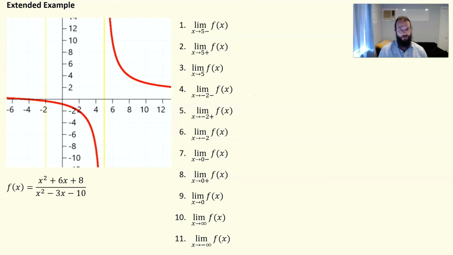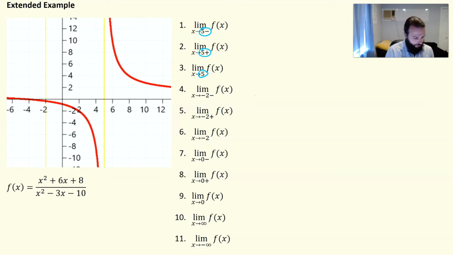Now that we know basically all of the general rules pertaining to limits, let's take a look at one extended example. So what we have here is a function given both graphically and in function form. And we're being asked for 11 different limits. Let's take a look at the first three, which we can group together because it's the limit as x approaches 5 just from the different directions.